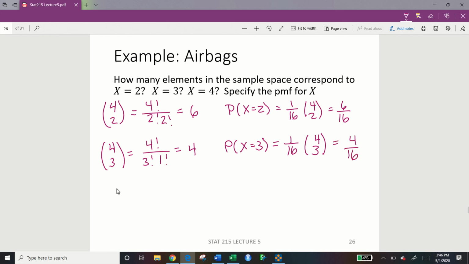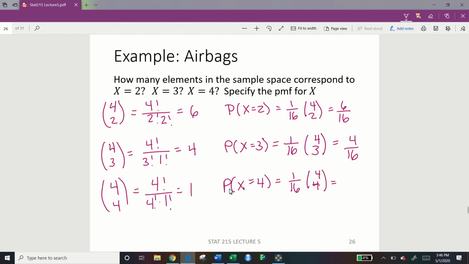Last but not least, 4 choose 4. This will be 4 factorial over 4 factorial multiplied by 1 factorial, which is going to equal 1. Our probability of X equals 4 will be 1/16 multiplied by 4 choose 4, which will equal 1/16.